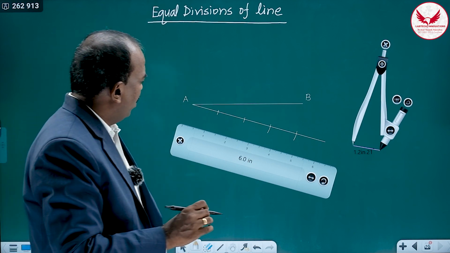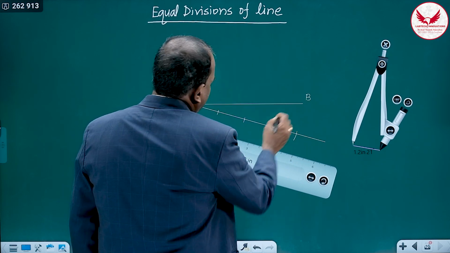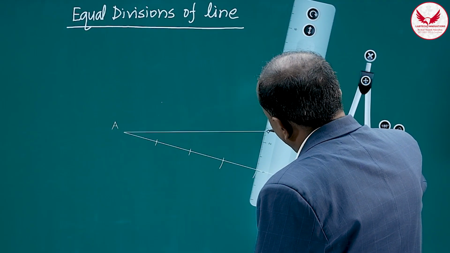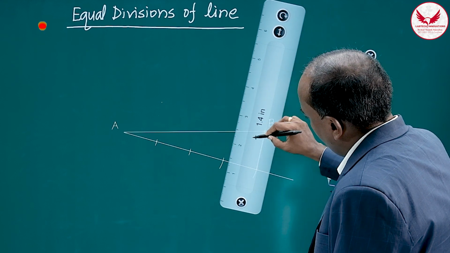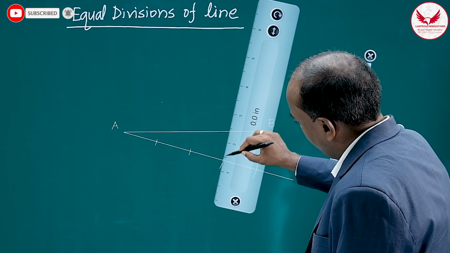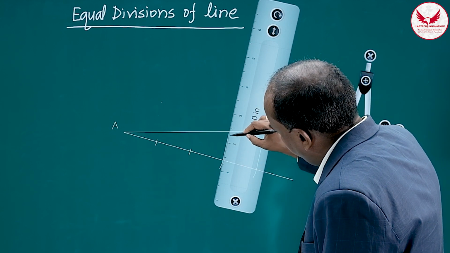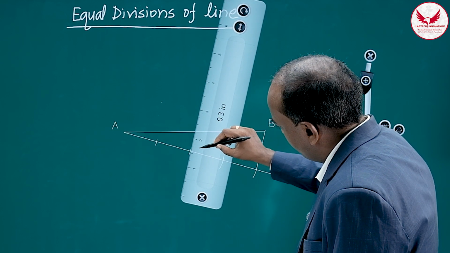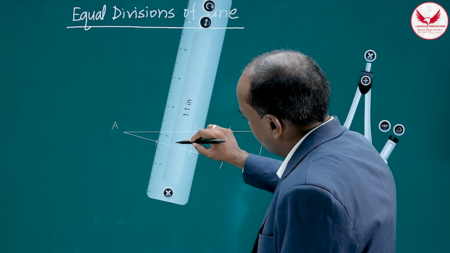Then for that, what do we have to do? This end point, the 4th point, and this B, we have to join. Once we join, the task is very simple. From the 3rd point, draw a line parallel to that line, which will intersect the line we are interested in dividing into 4 equal parts. Similarly, from the next division, and finally with this.